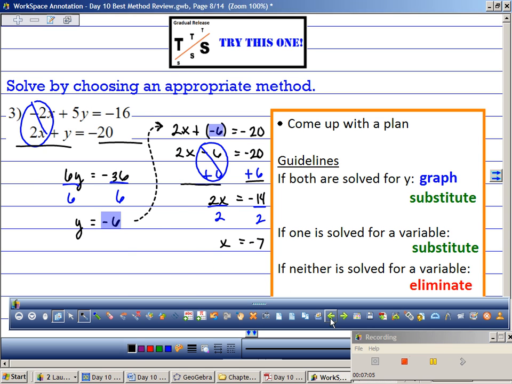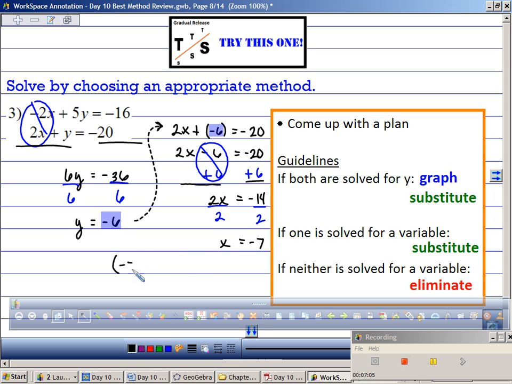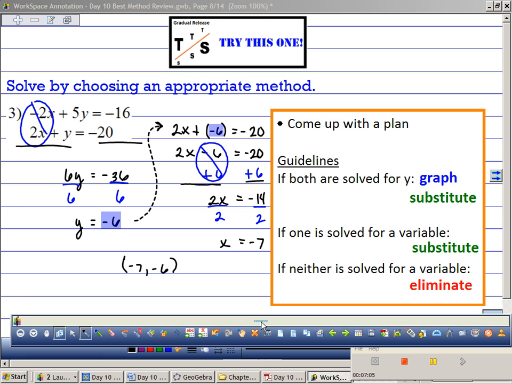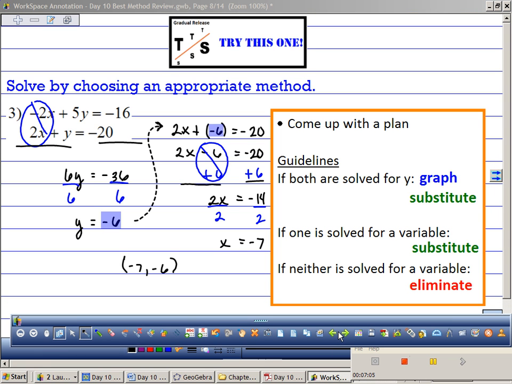Did I write the solution on the last one? I did. Good. I forgot on this one. -7 comma -6 is the point of intersection. Kaja, did you graph that one? Nope, I wouldn't have graphed that one either. Questions on that? Can I go ahead and go? Anybody object? Plus, she's still writing. I'll give you guys a second.